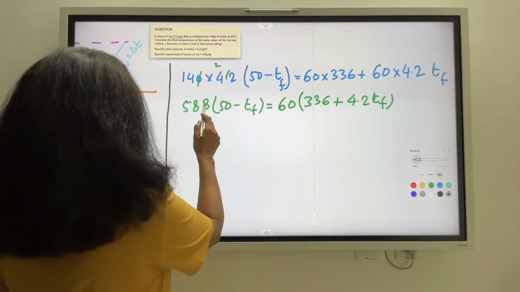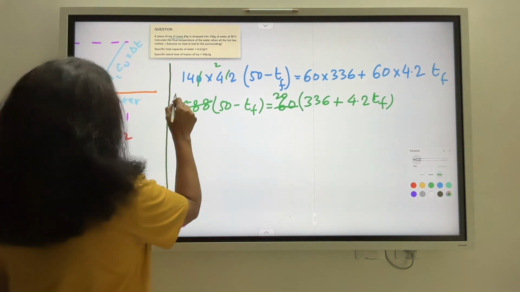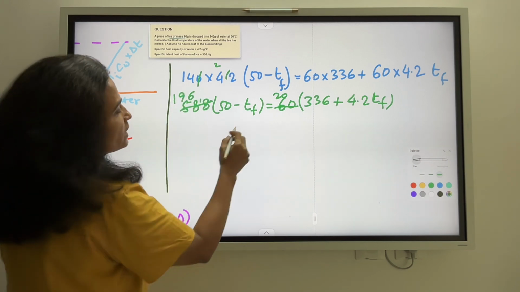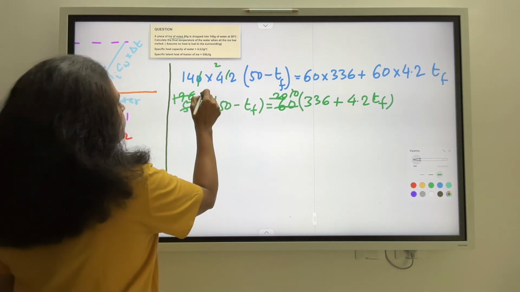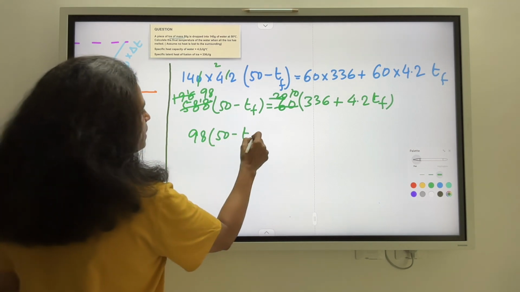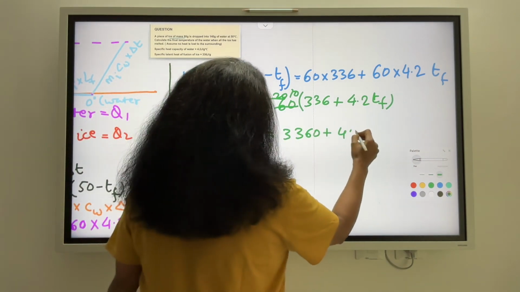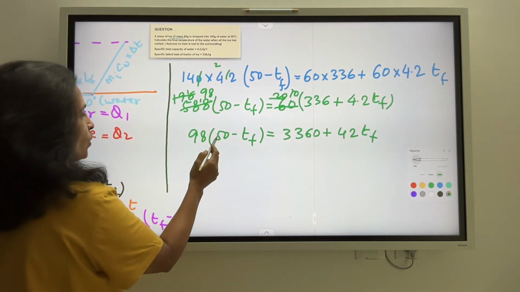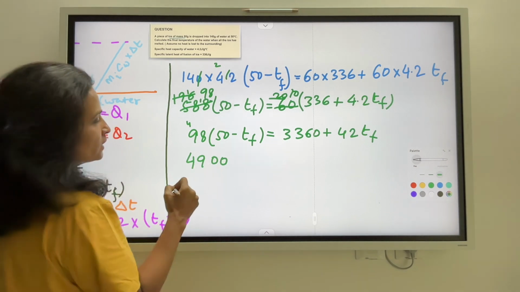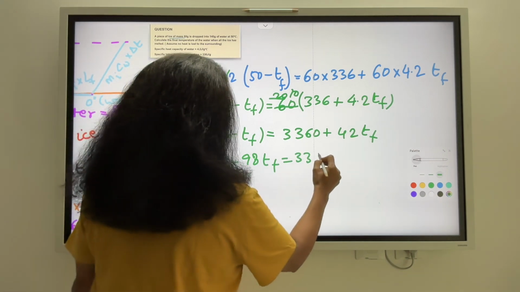Now what about this? 8 plus 8 16 and 5 21, 3 से जा रहा है. So 3 ones are 3, 3 9s are 27, 3 6 are 18. Well, 2 9s are 18, 2 8s are 16. So 98 into 50 minus TF equals 10 times 336 is 3360 plus 42 TF. Now what? 8 5s are 40, 0 4, 9 5s are 45, 4900 minus 98 TF equals 3360 plus 42 TF.